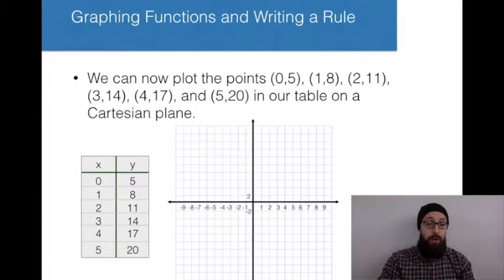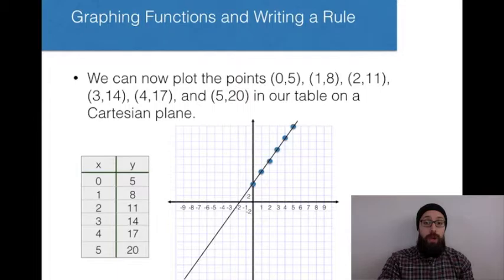So we can see that our x-axis is going up by 1 and our y-axis is going up by 2's. So when x is 0, y is 5. When x is 1, y is 8. When x is 2, y is 11. When it's 3, we have 14, 4 we have 17, and when x is 5, y is 20.